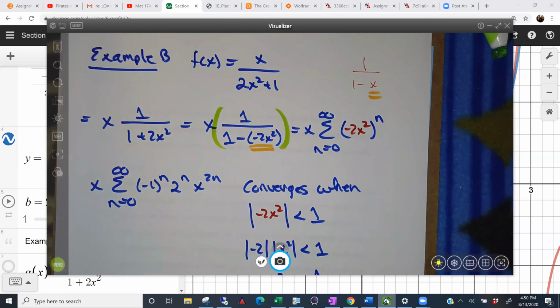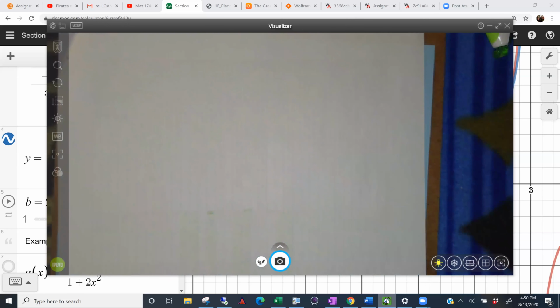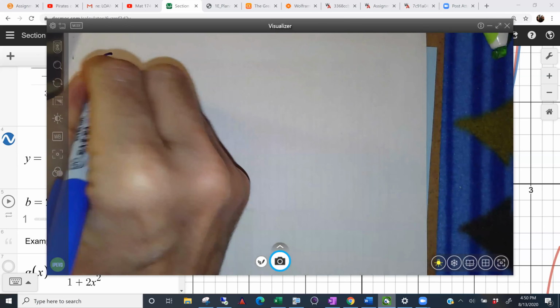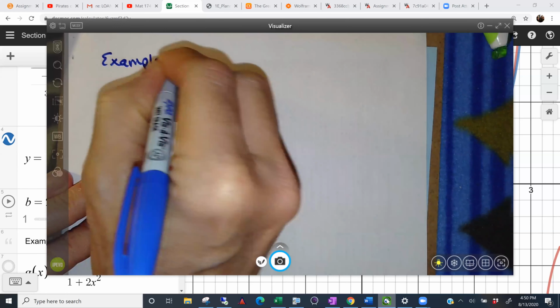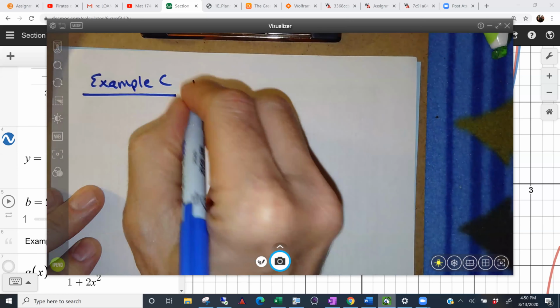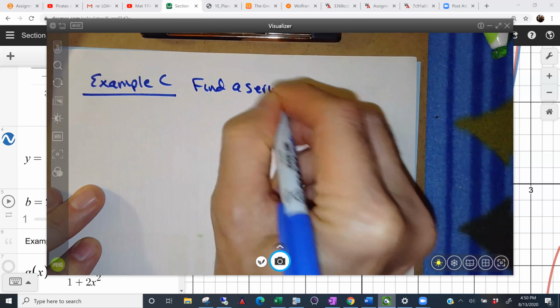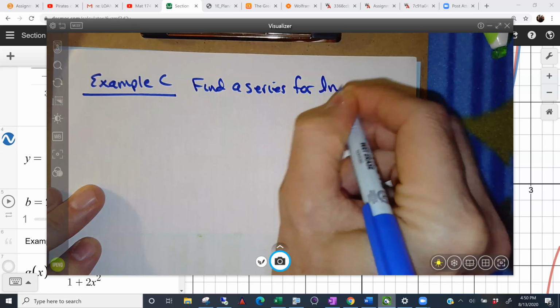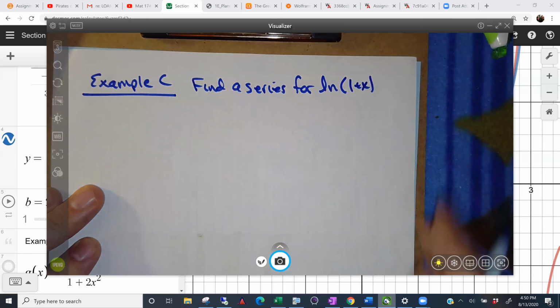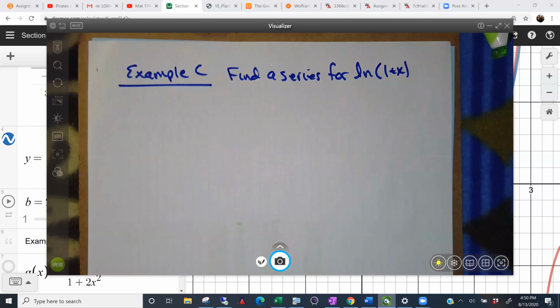Now, one of the amazing and very powerful things about series is you can integrate them and you can differentiate them. And that's what we're going to do next in example C. Find a series for the natural log of 1 plus x.